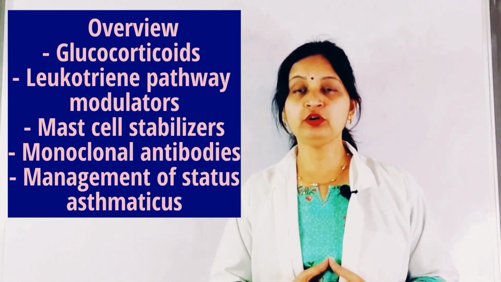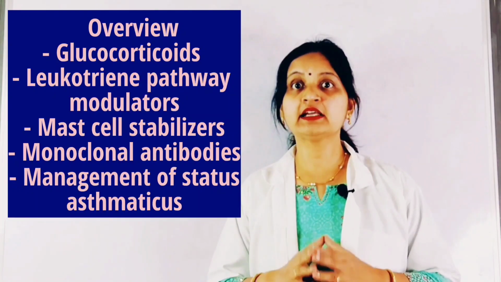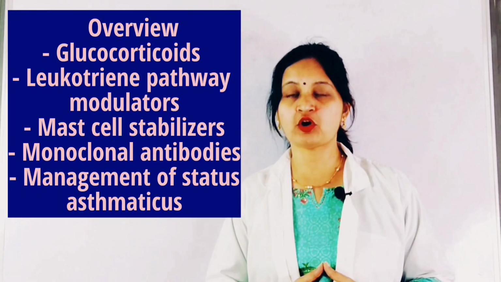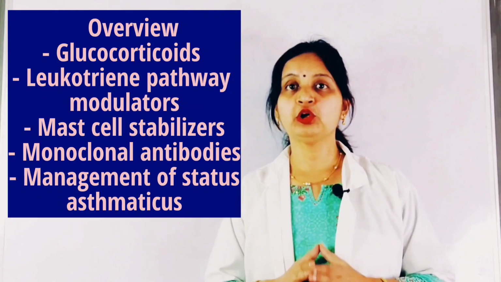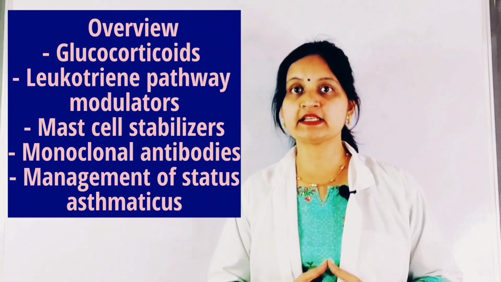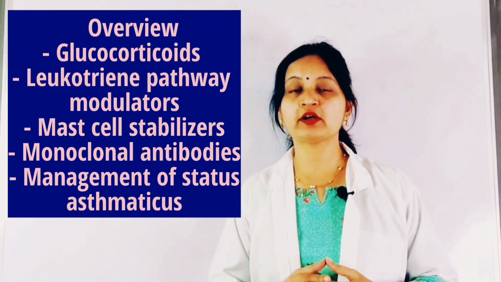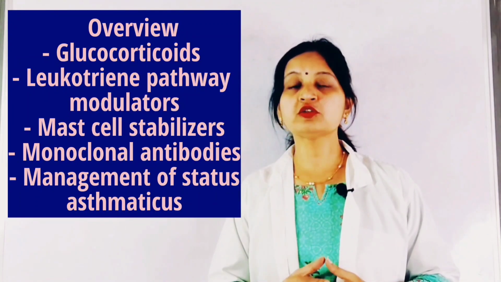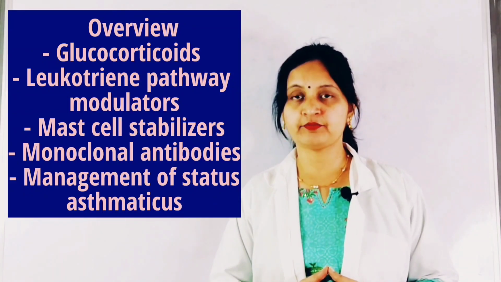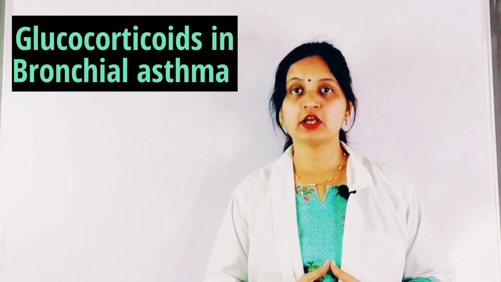In this episode, today we will be discussing the mechanism of action, the clinical uses, adverse effects and contraindications of glucocorticoids, leukotriene pathway modulators, mast cell stabilizers, and monoclonal antibodies used in the management of bronchial asthma. Also, the management of status asthmaticus will be discussed. So, to start off with glucocorticoids.